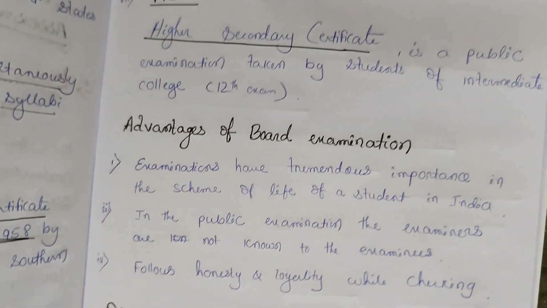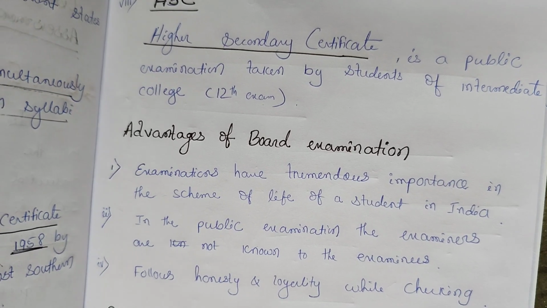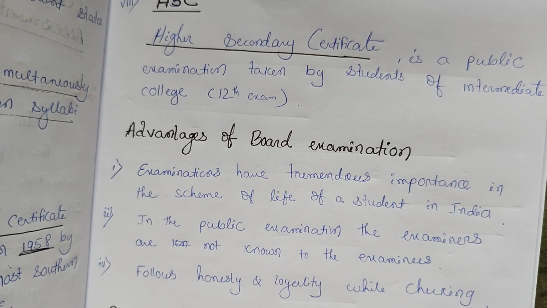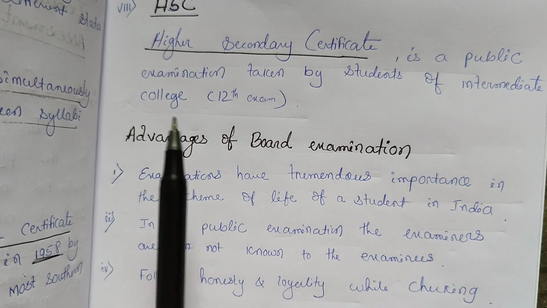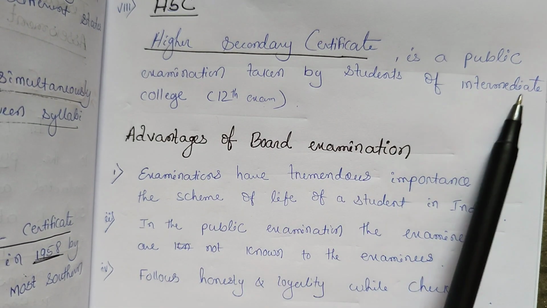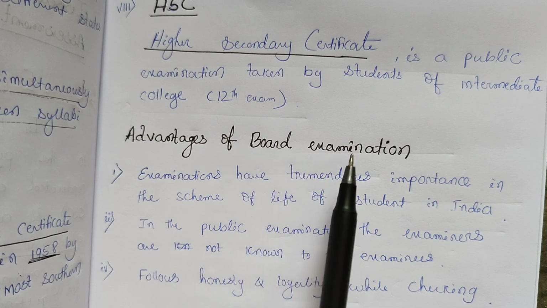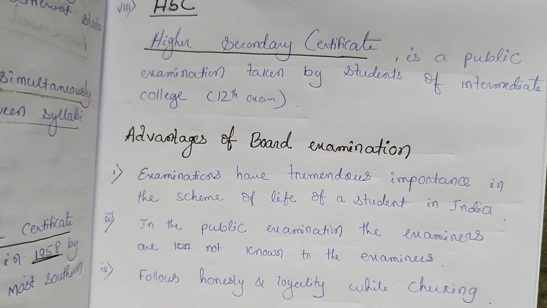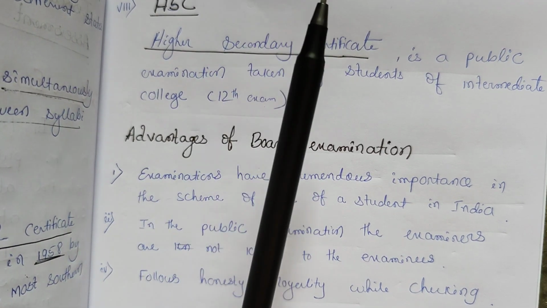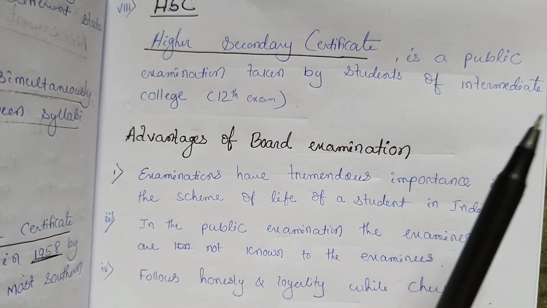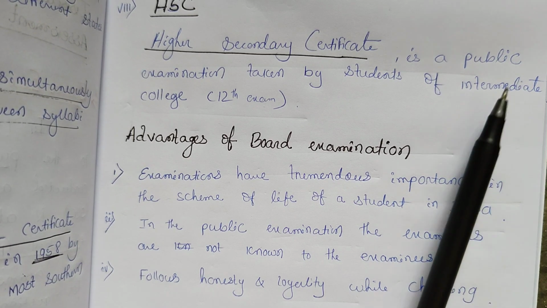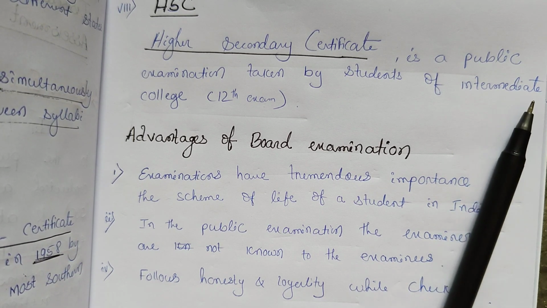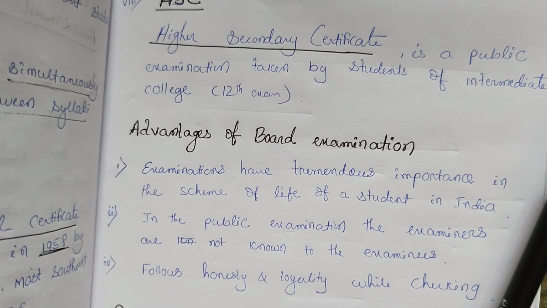Now, Higher Secondary Certificate. Higher secondary, it is for plus 2, 12th, intermediate. It is a public examination taken by students of intermediate college or junior college or 12th examination. Okay. So what you know about Higher Secondary Certificate, extra points, you can write it down. So many points are there, you can write it down. Okay. I'm just giving you some ideas. After that, you can write it down.